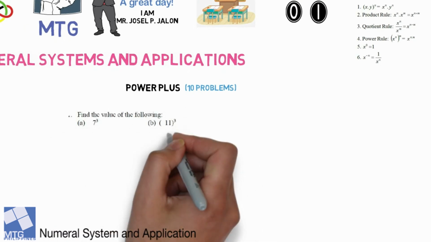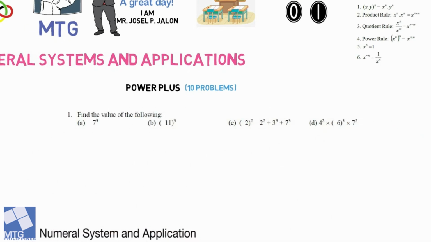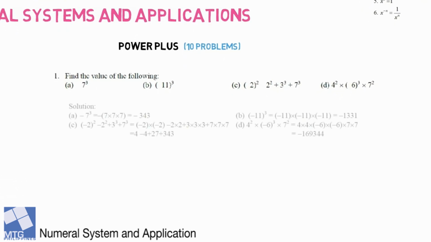Number 1. Find the value of the following. Part A, we have the negative of 7 raised to 3. So this is equal to the negative of 7 times 7 times 7. The result will give us negative 343. Part B, we will have the cube of negative 7. So we will have here negative 11 times negative 11 times negative 11. And this will give us negative 1,331.